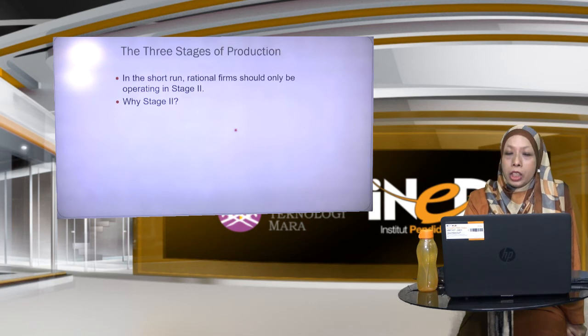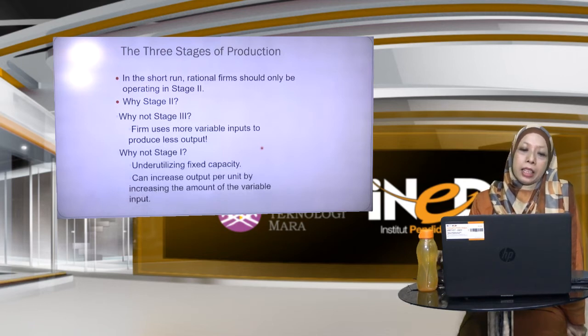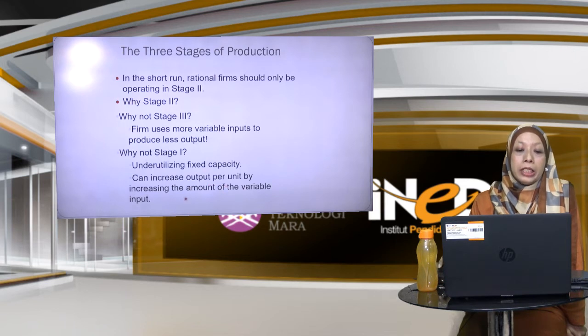So in the short run, any rational firm should only operate in stage 2. Why stage 2? Why not stage 3? Well, the thing is, in stage 3 the firm uses more variable inputs to produce less output. And in stage 1 you can see that you are underutilizing the fixed input, so you can increase output per unit when you increase the amount of variable input.